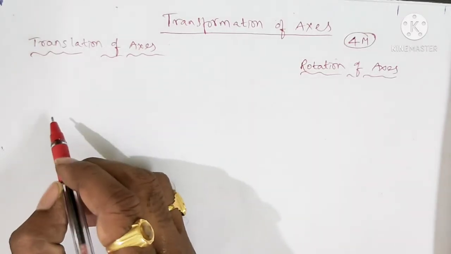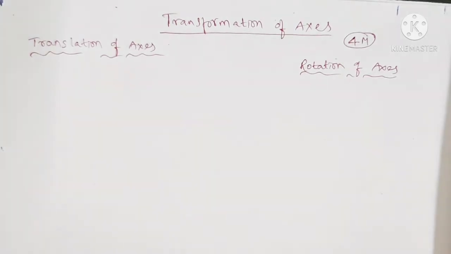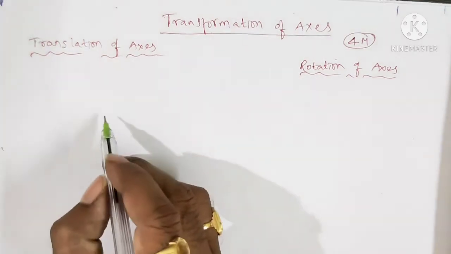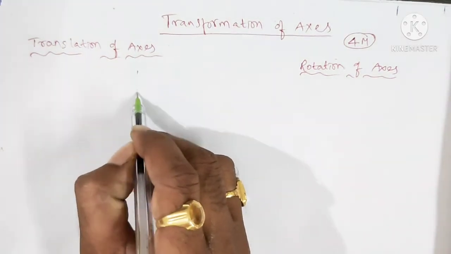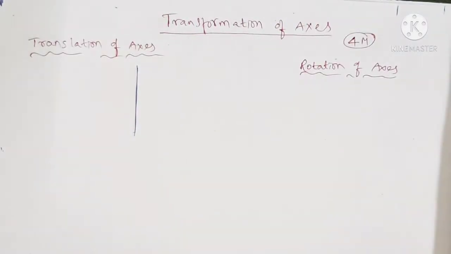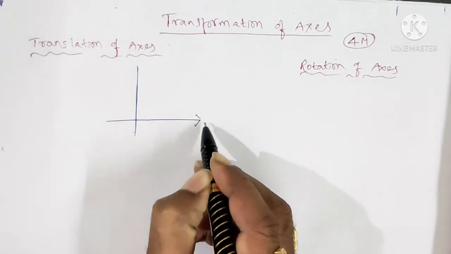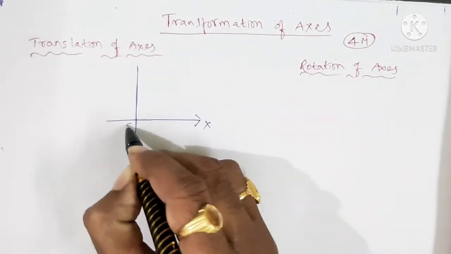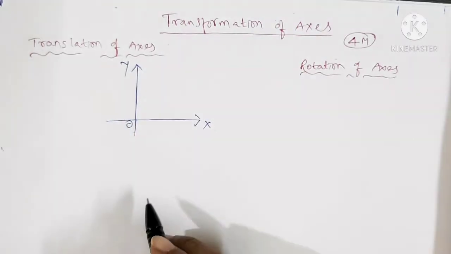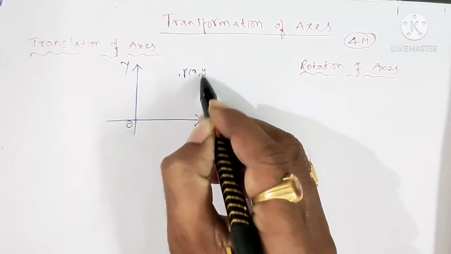Before going to exercise questions, I want to discuss the concept of translation of axis. Mainly here, in a Cartesian system, one is the horizontal line OX, another one is the vertical line OY. In this Cartesian system, I am taking a point P(x, y).